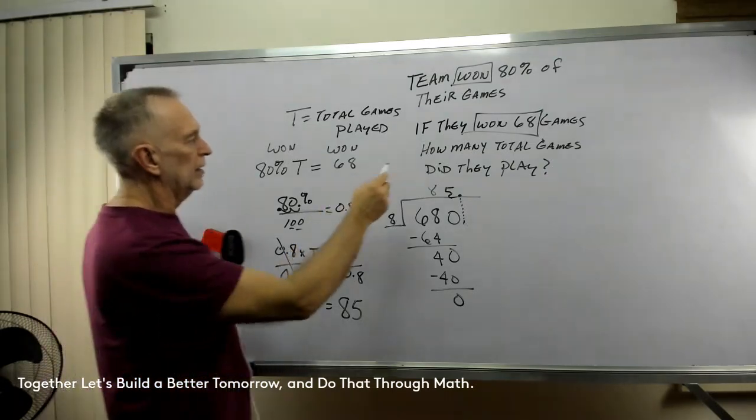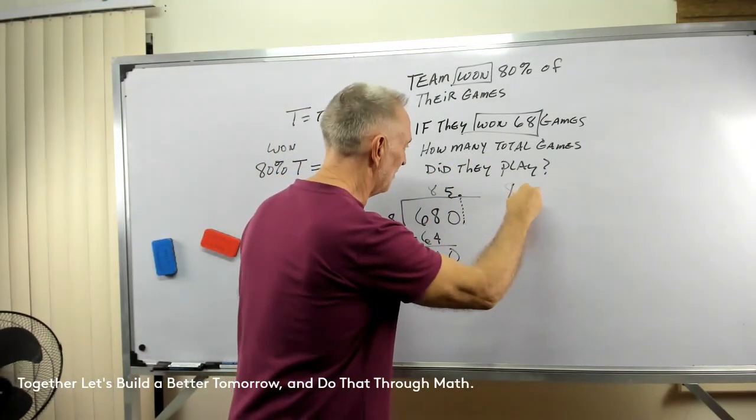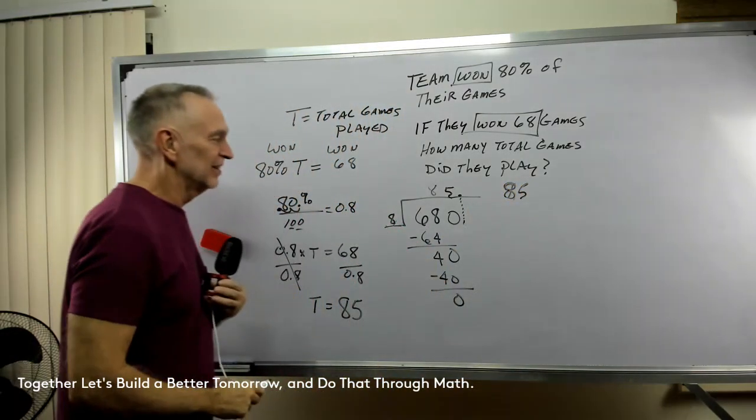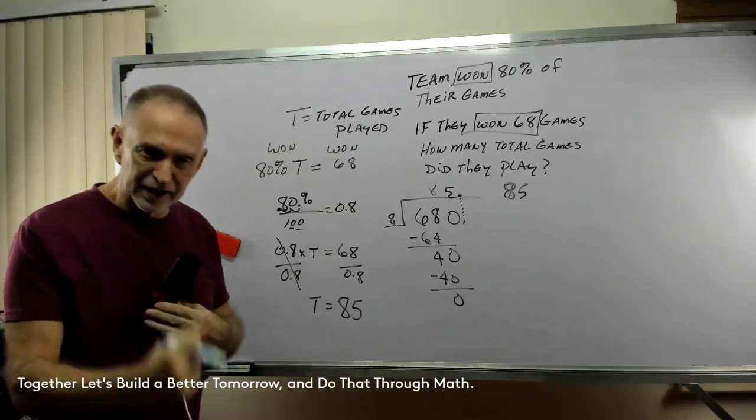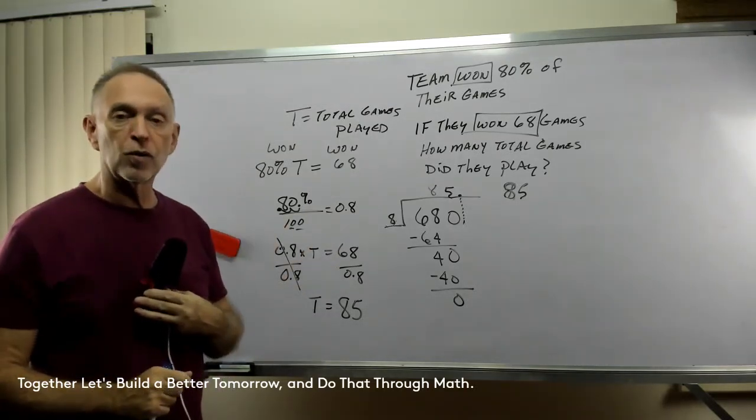Okay, how many total games did they play? Oh, my pen is almost out of ink. 85. Okay, why are we doing this? We're trying to improve our skills so that together we can build a better tomorrow through math.